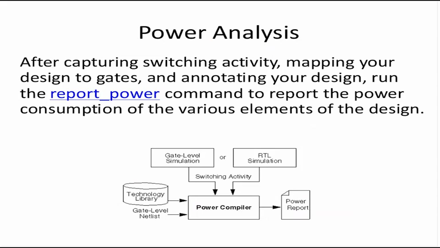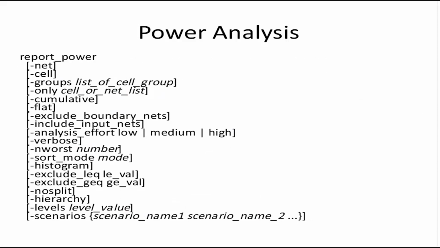Now, how do we analyze power? It's very simple. From either gate level simulation or RTL simulation, we generate a switching activity. We give the technology library and gate level netlist. Over and above the setup that you do for Design Compiler for basic synthesis, you just need one thing, which is switching activity. Rest all things are the same, and we just do a report power, just like report timing or report area.